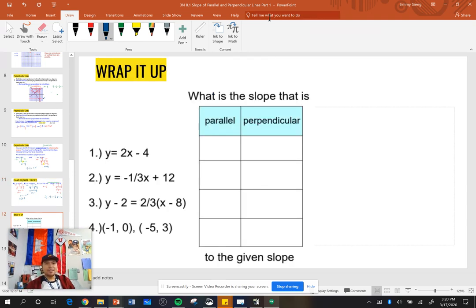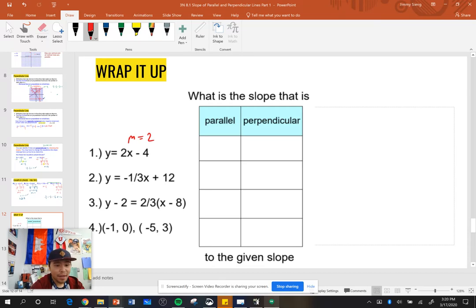So looking at this one, to wrap it up, I need to look at these equations, 1, 2, 3, and 4, and I need to find what slope is parallel, perpendicular to each given slope in each problem, okay? So if I was to look at that, well, number 1 and 2 is easy. That slope there is 2, so anything that makes it parallel. Remember, parallel means that the slope is going to equal the same, right? Perpendicular, we need the opposite.